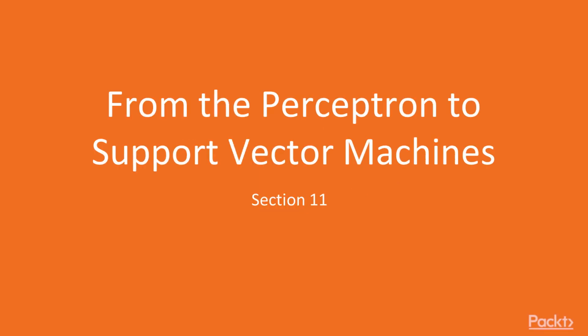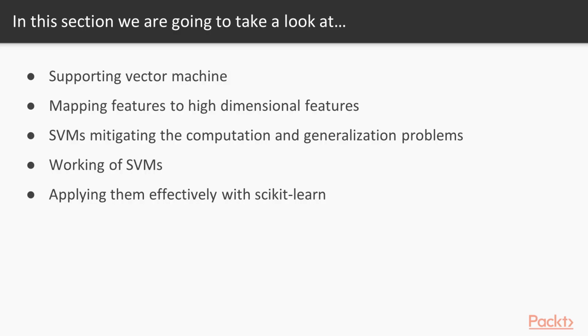We've now reached the section From the Perceptron to Support Vector Machines. In this section we'll discuss a powerful discriminative model for classification and regression called the Support Vector Machine, SVM. First, we'll revisit mapping features to higher dimensional spaces. Then we'll discuss how SVMs mitigate the computation and generalization problems encountered when learning from data mapped to high-dimensional spaces. We'll try to develop an intuition of how SVMs work in order to apply them effectively with Scikit-learn.